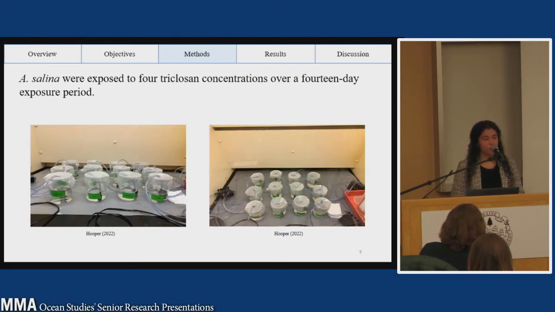After a 24-hour growth period, A. salina nauplii were measured as a baseline measurement to begin the data collection, and then exposed to one of four treatment groups. The control was sterilized seawater. The low was 37.5 microliters of triclosan. The medium was 42.5 microliters, and the high was 47.5 microliters. And then parafilm was placed over each beaker to reduce any evaporation.